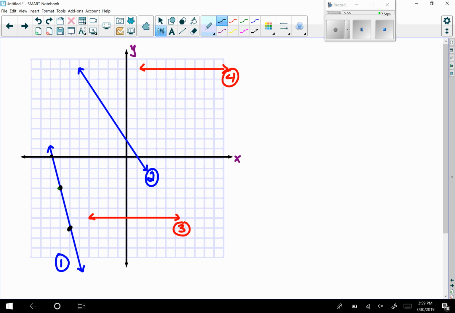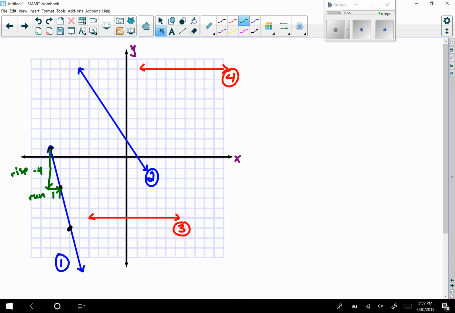I think the point is best put right here. All right. So here, if I count down 1, 2, 3, 4, and over 1, so I'm going down 4, but 1 to the right. So my rise is going to be a -4, but my run, so I'm going down 4, and then 1 to the right. So my run is a positive 1.